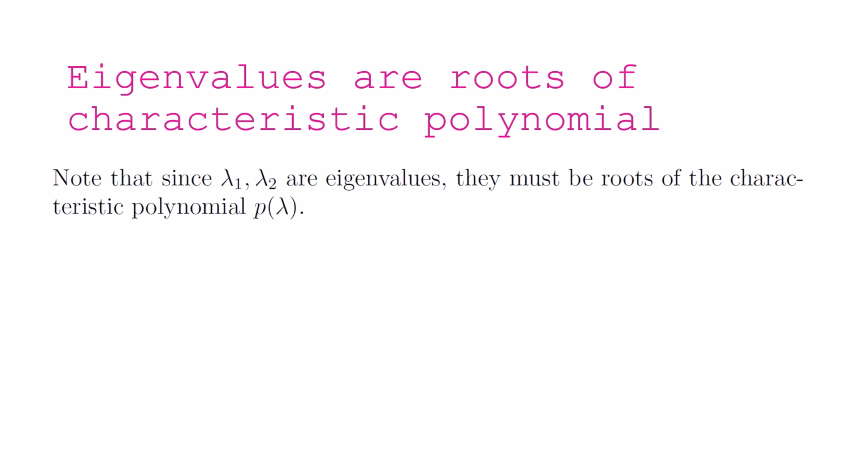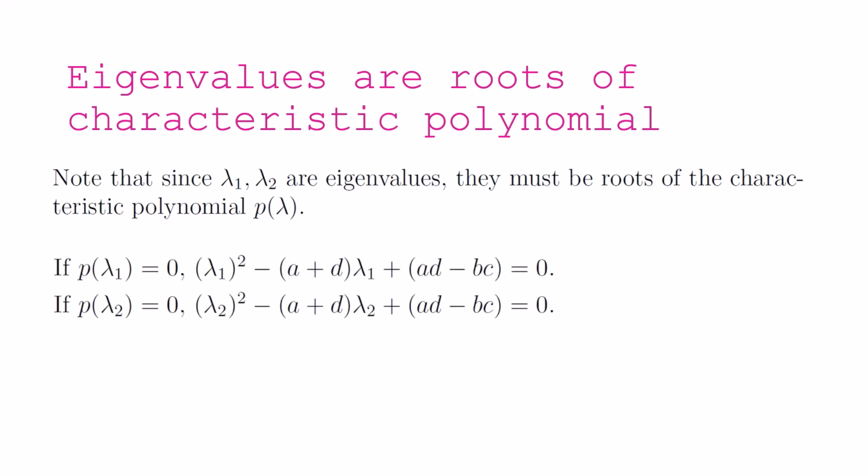Note that since λ1 and λ2 are eigenvalues, they must be roots of the characteristic polynomial p of lambda. If p of λ1 equals 0, then λ1 squared minus (a plus d) times λ1 plus ad minus bc must also be 0. If p of λ2 equals 0, then λ2 squared minus (a plus d) times λ2 plus ad minus bc must also be 0.